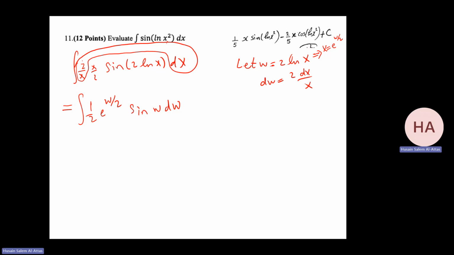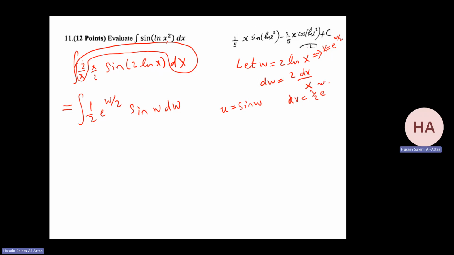And let W equal 2 ln X. That will be W over 2 equal ln X. So X equals e to the power W over 2. Now we'll do the calculation. I let U be the first part, which you can go back and forth, and dV will be, I'll take it with the half.